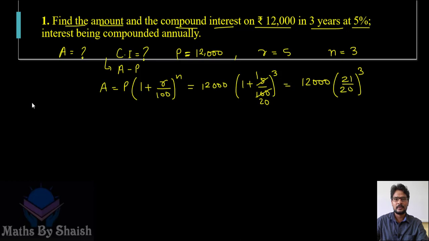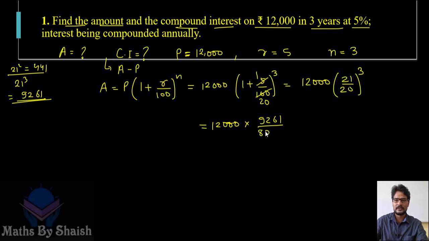Now in compound interest, if we can somehow remember some cubes and squares, then it would be a lot easier. Here we can see 21 cube. So 21 cube is actually 9261. 21 square is going to be 441. If you remember these, it would be very easy to calculate. So it becomes 12,000 into 9261 upon 20 cube, which is 8000. The zeros cancel, and 4 twos are 8, 4 threes are 12. So we got this as 3 by 2, which is 1.5, into 9261.